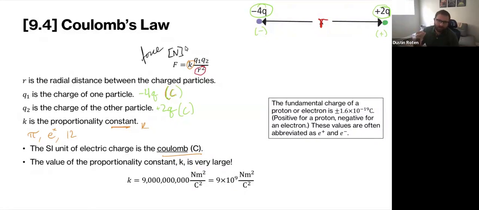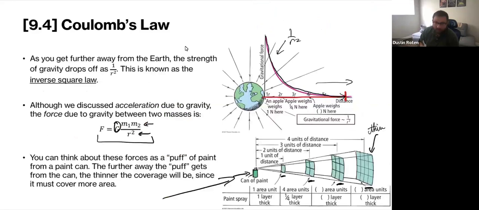So the value of the proportionality constant, K, is very large. Okay, so that's something to think about. With gravity, if we go back and look at G, G is actually really small.